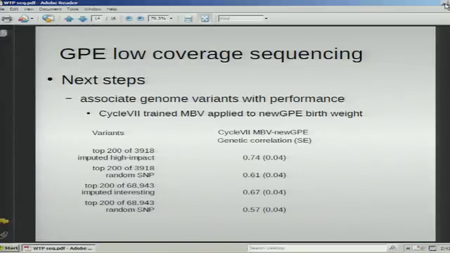Some examples: using the imputed genotypes, we can associate the imputed genotype with performance. Tried this for birth weight, using training with our cycle 7 animals and predicting the new GPE that includes more breeds in a different set of sires. Picking the top 200 of 4,000 imputed high impact variants, we get a correlation between the MBV and birth weight in the new GPE of 0.74. For comparison, did the same process using the same number of randomly selected SNP and got a lower correlation. Similar sort of thing with the full set of interesting variants and the set of randomly selected SNP.